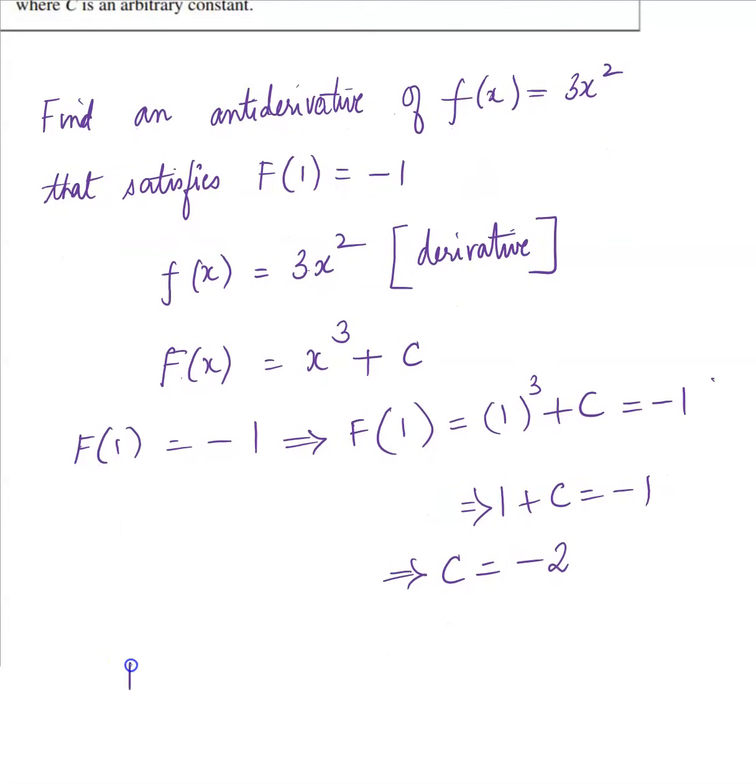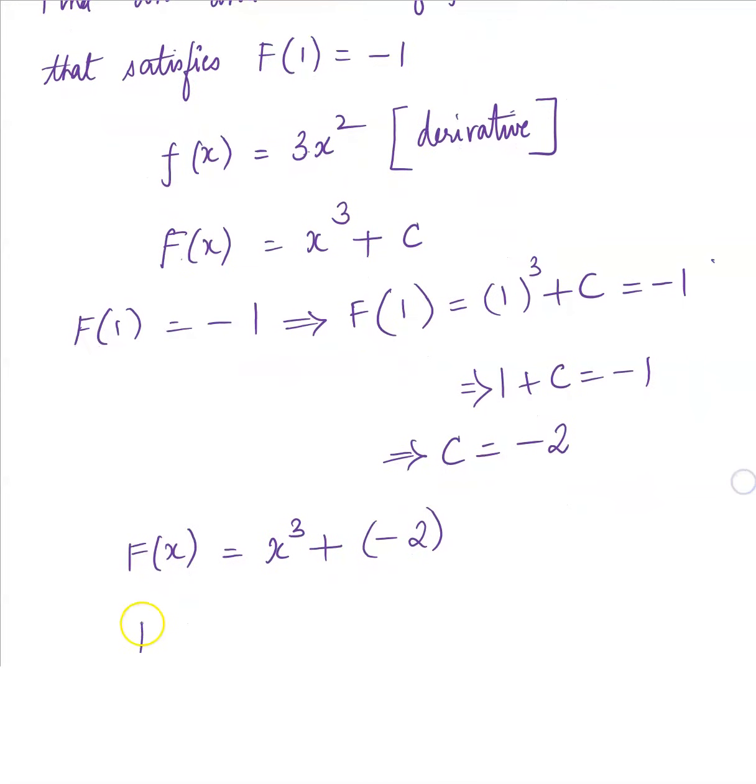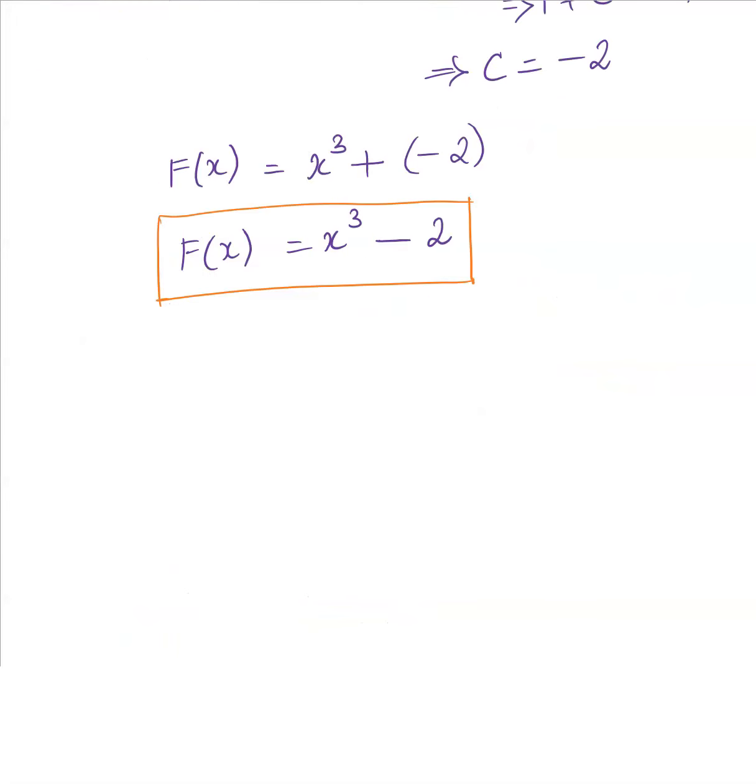So coming back to F of x, we have x cubed plus c, and c is negative 2. And so F of x is x cubed minus 2. So this is the specific antiderivative that satisfies F of 1 equals negative 1.